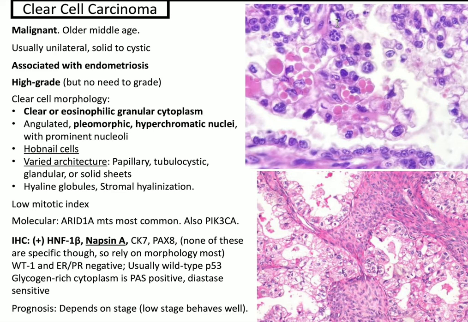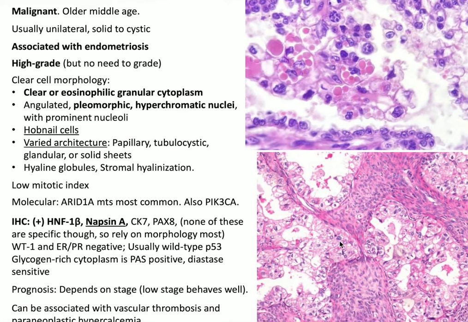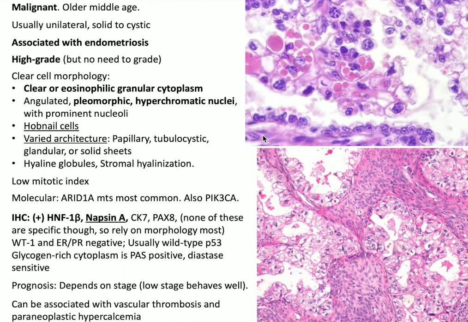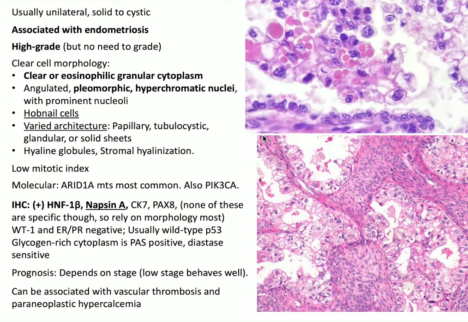Clear cell morphology: you'll have clear or eosinophilic granular cytoplasm, angulated pleomorphic hyperchromatic nuclei with prominent nucleoli. You'll have hobnail cells with varied architecture. It can be papillary, it can be tubulocystic, it could be glandular, or very rarely solid sheets. You can have hyaline globules and stromal hyalinization as well. And it's a low mitotic index, and molecularly, ARID1A mutation is the most common.